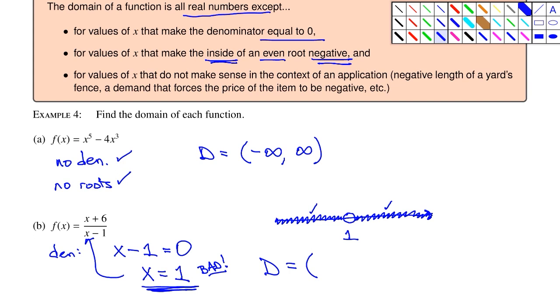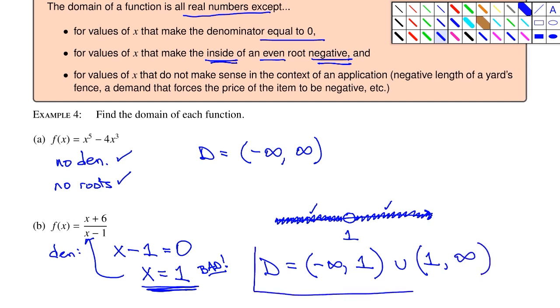So we're going to start here at negative infinity, and it goes up to positive 1. It's open because we're jumping over 1. We pick it up again and start with 1 and then go to infinity. And there's our domain: negative infinity to 1, union 1 to infinity.